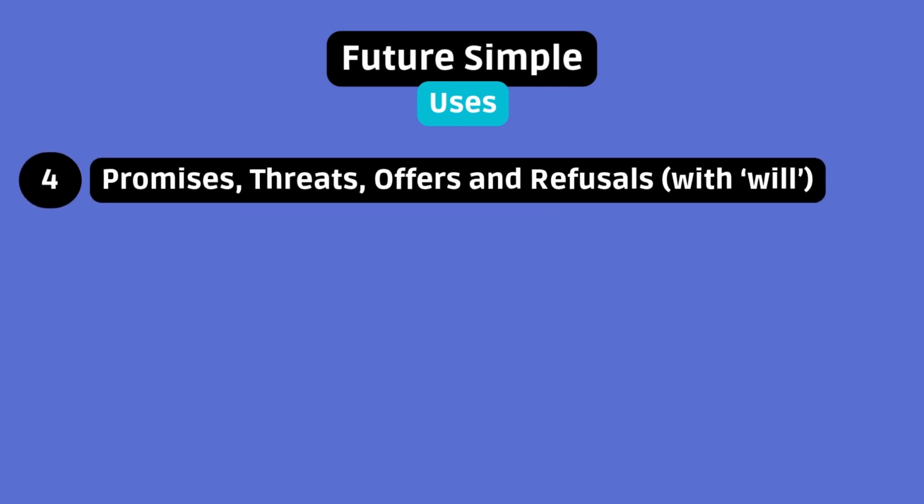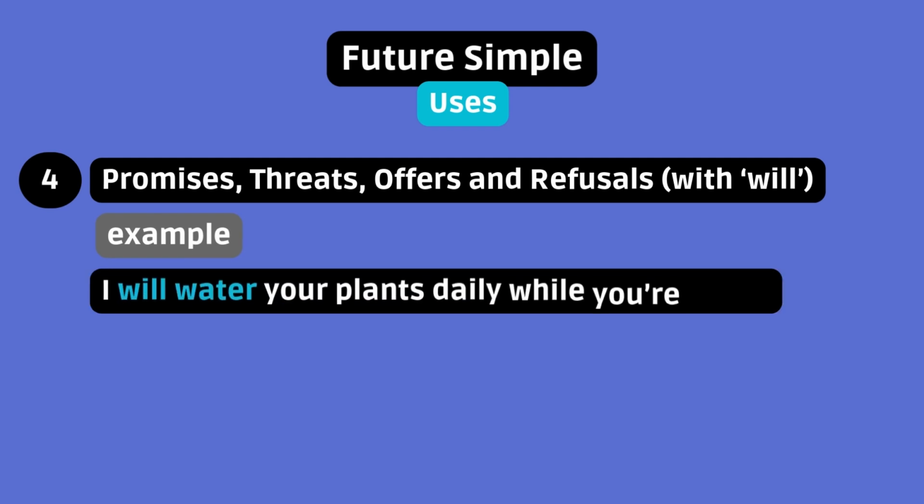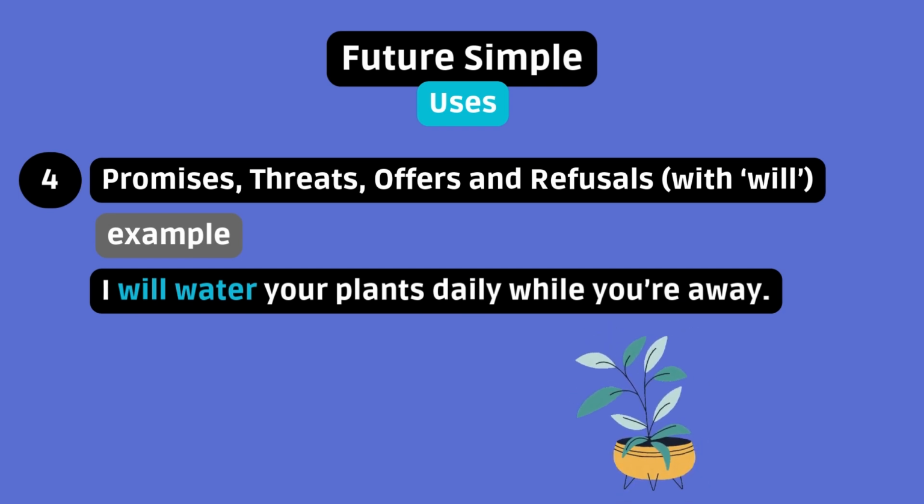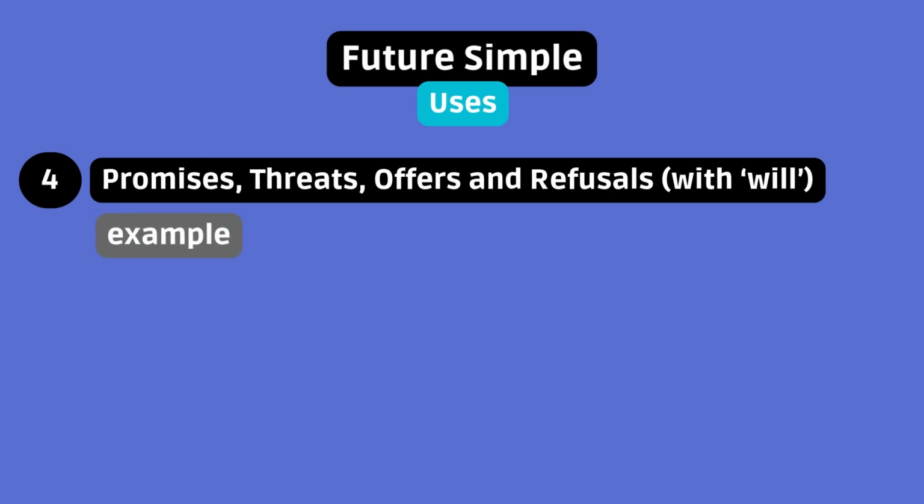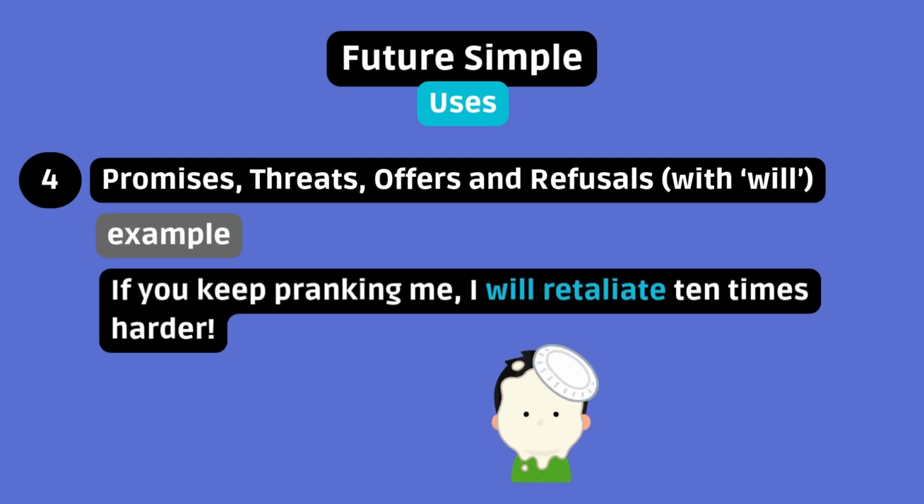Promises, threats, offers, and refusals with will. These types of statements all hold a high level of certainty, and when expressing one of these declarations, the will form is preferred. Example: I will water your plants daily while you're away. That's a promise. Your plants are in good hands. If you keep pranking me, I will retaliate 10 times harder. That's a threat, a strong warning about possible retribution.